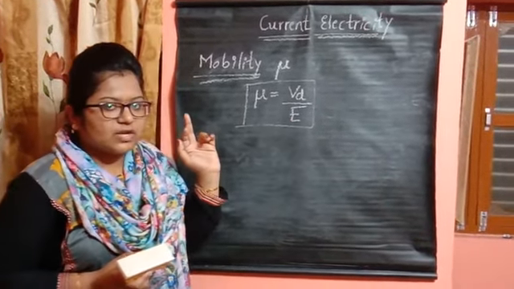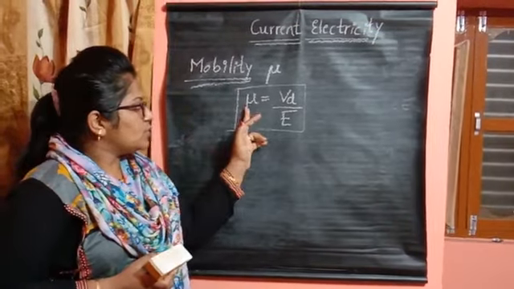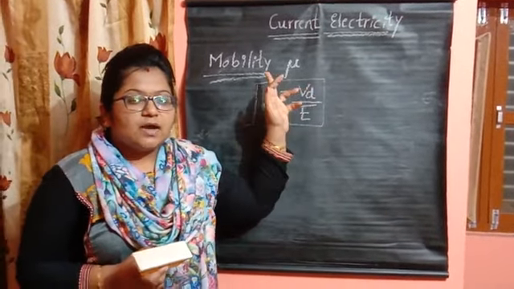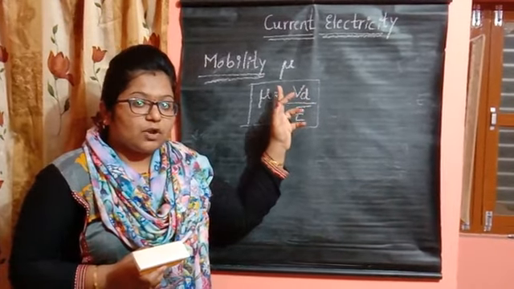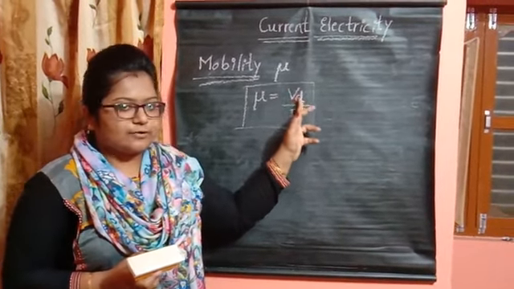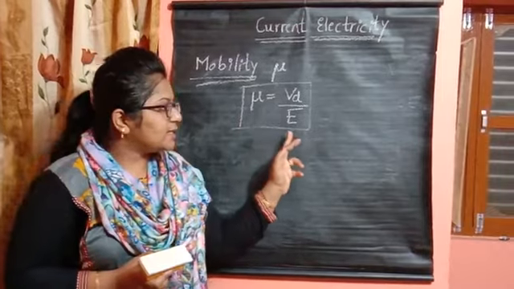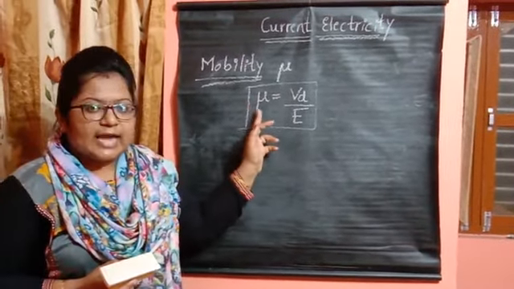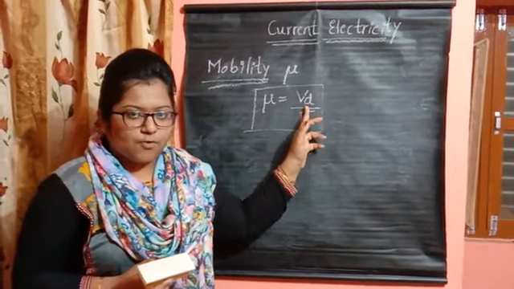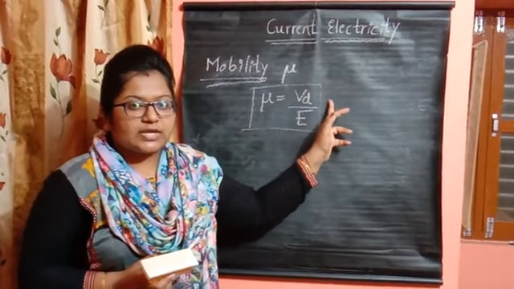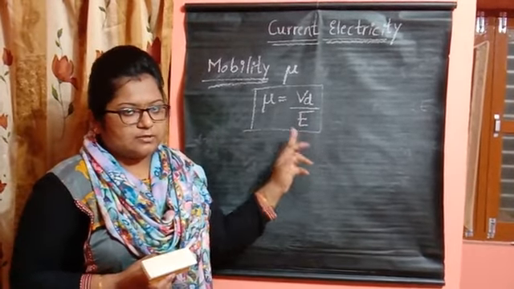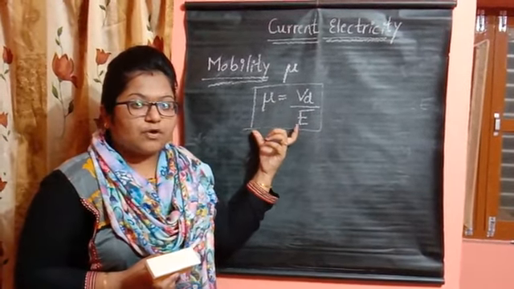So here for the mobility, mu is equal to Vd divided by E. What is Vd? Drift velocity of free electrons in a conductor, and E is the applied electric field. So mobility can be defined as the ratio of drift velocity of free electrons in a conductor to the applied electric field. So this is the definition for mobility.